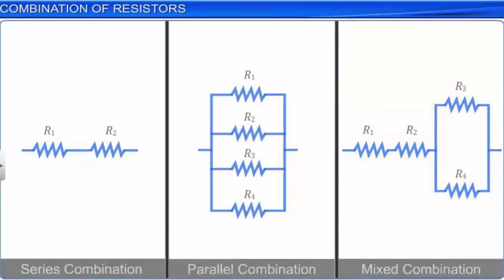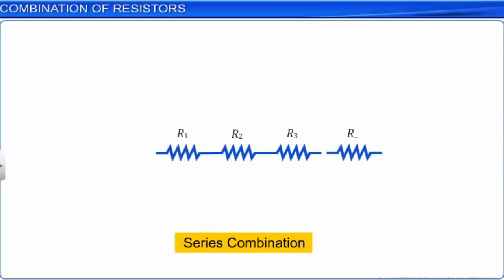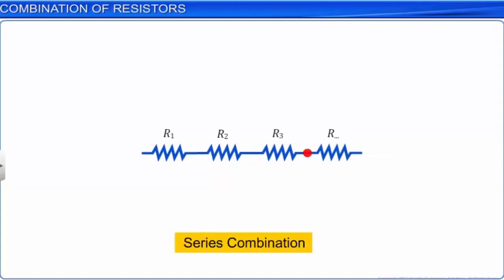We obtain a series combination of resistors by joining one of the two endpoints of a resistor to the next resistor. We can make a series combination using 2, 3, and so on up to n resistors.